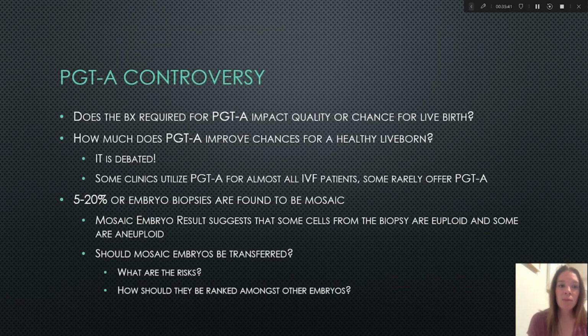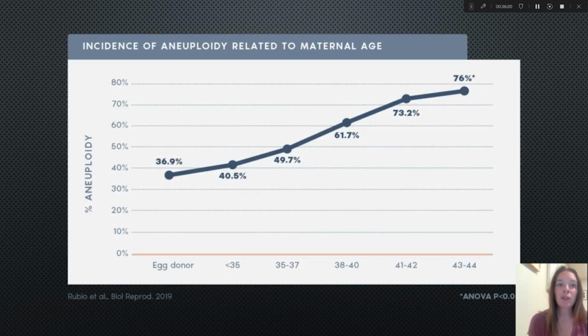I think this graph is really helpful to look at, and you might be surprised to see what the aneuploidy rates are related to maternal age. This is data from iGenomics. You can see that for women under the age of 35, about 41% of the embryos that are tested come back chromosomally abnormal. By the age of 38 to 40, about 62% of the embryo samples come back abnormal. And by age 43 to 44 for the egg source, only 24% of the embryo samples are returned as euploid.